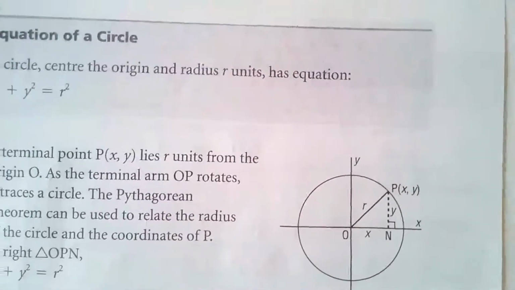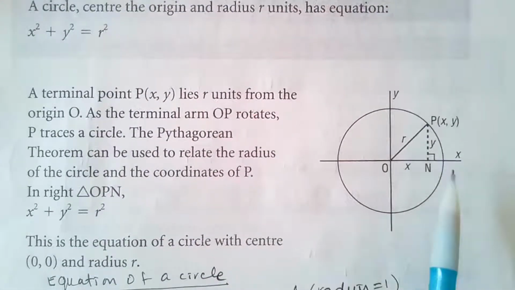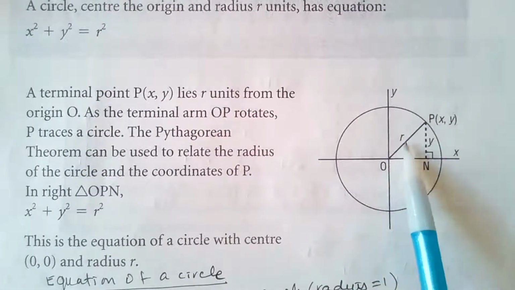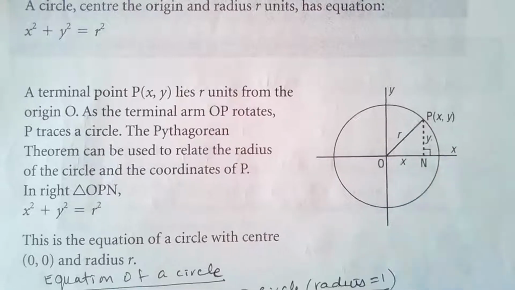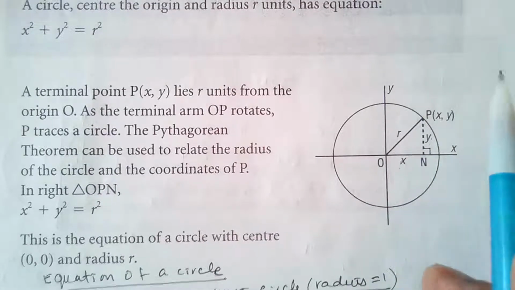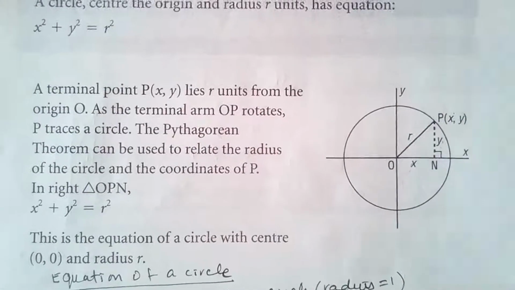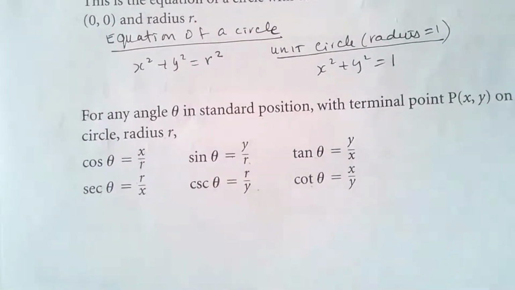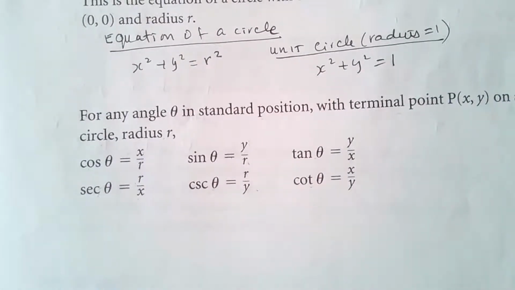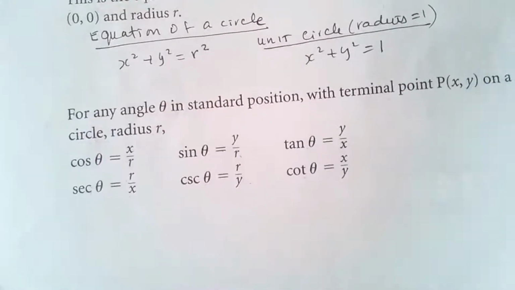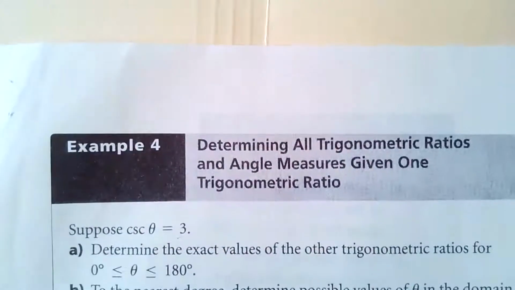So remember, this is your circle, your radius, and your X and Y values. So P of X, Y. We'll be referring to this whenever we are solving the questions today. So I'm looking at example 4. Here's your example.